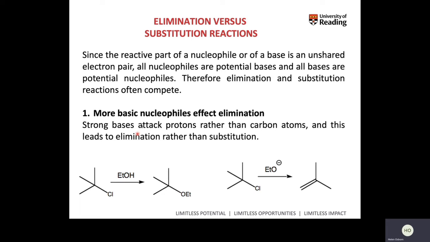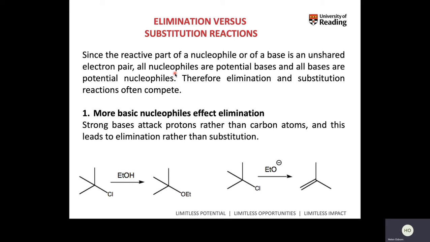The reason that these can compete is because the reactive part of a nucleophile is the same as the reactive part of a base. It's an unshared electron pair, it's a negative charge, it's something which is electron rich. So all of our nucleophiles are potentially bases, and all of our bases are potentially nucleophiles. Those components are essentially very similar, and they can do different reactions dependent on the reaction conditions, the different reactions being substitution or elimination.